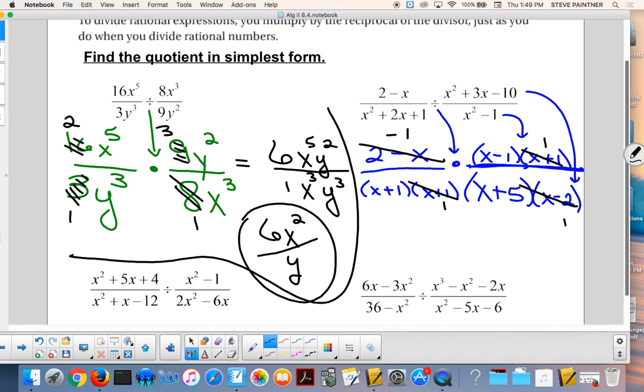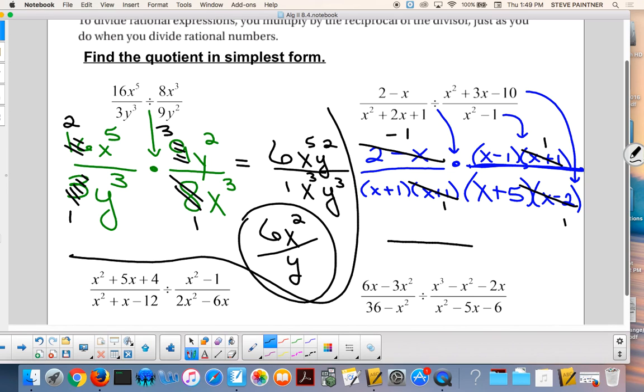Anything else look alike or opposite? How about x minus 1 with an x plus 1? Are they opposite? Guys, that's negative 1, that's positive 1. That's positive x, that's positive x. They're not opposites. Everything's got to be opposite to be opposite. Everything's got to be the same to be the same. They're neither. Leave them alone. Don't touch them. I think we're done.